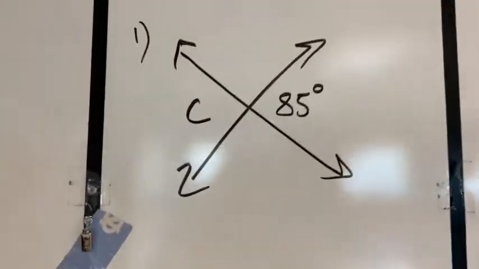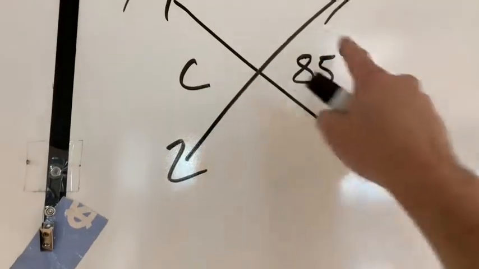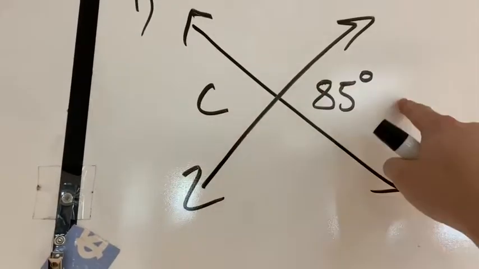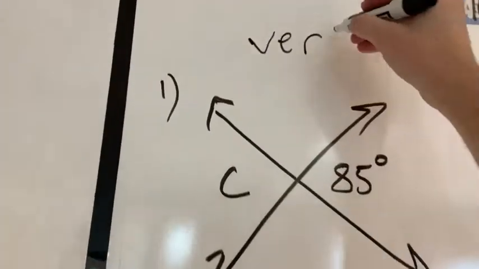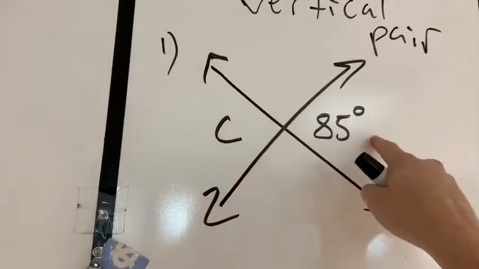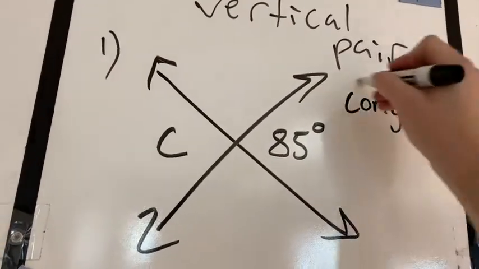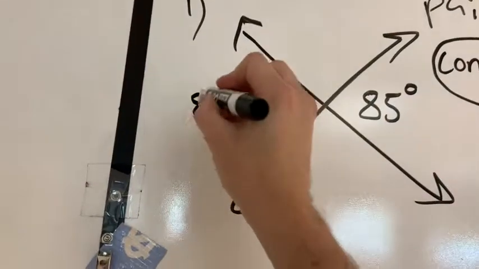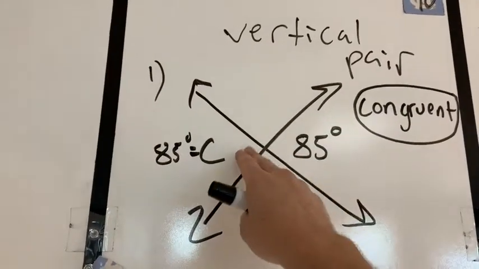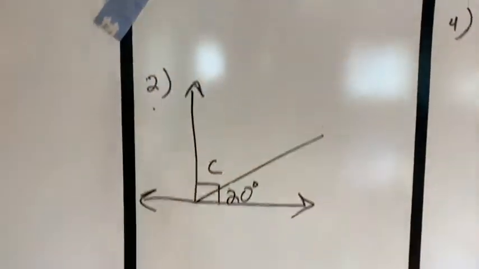So number 1 up here, I see that I have 2 lines crossing each other, and I see this 85 and C are across from each other. They're not next to each other, but they're across from each other on these angles, which means this is a vertical pair. And that means these are equal, or what we say in geometry, that they are congruent. It's the fancy way in shapes and geometry that we say things are equal. So if you have 2 angles across from each other like this, they're vertical pairs, so it means they're congruent, they're the same.